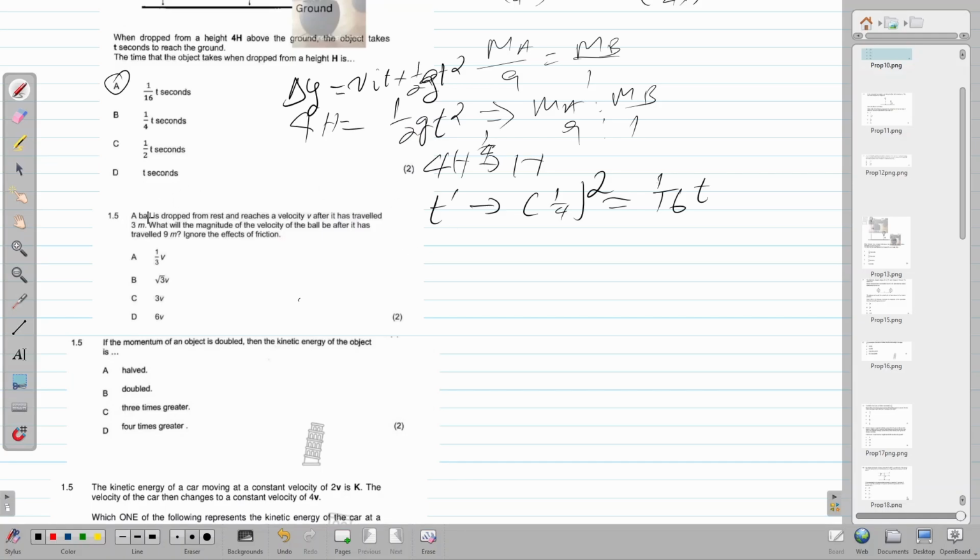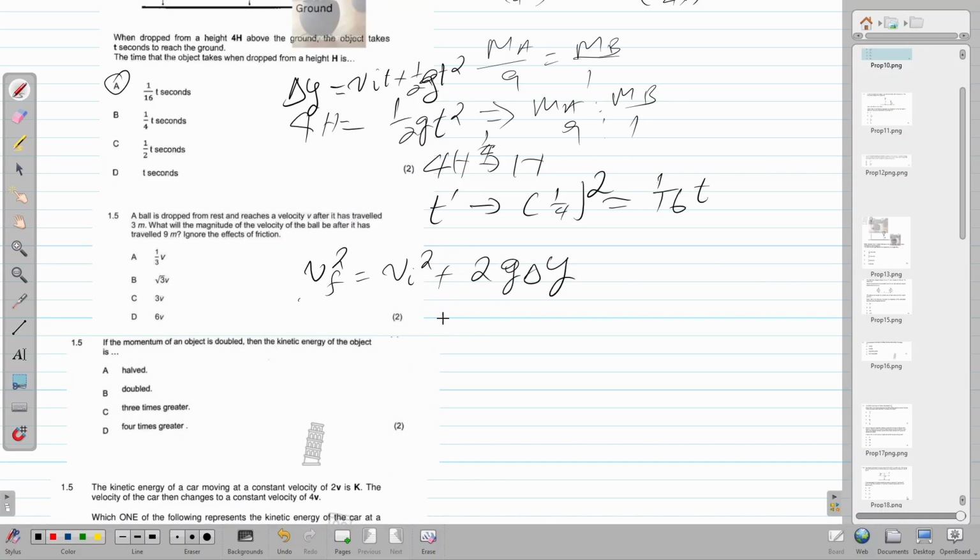Question 1.5. A ball is dropped from rest and reaches velocity v after it has traveled 3 meters. What will the magnitude of the velocity of the ball be after it has traveled 9 meters? Ignore the effects of friction. And here the equation that relates velocity and displacement is v final squared is v initial squared plus 2g delta y.